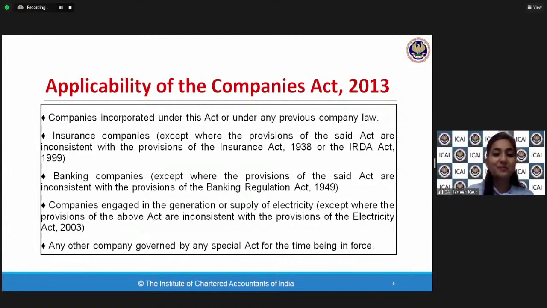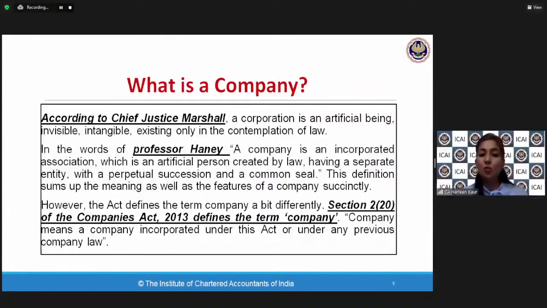Very good. So now jump into what is a company, which is a very important question. Examiner can straight away ask you this question, that what is a company, and describe the features and characteristics of a company. So here I have three definitions taken from the study material for you. What is the meaning of a company?